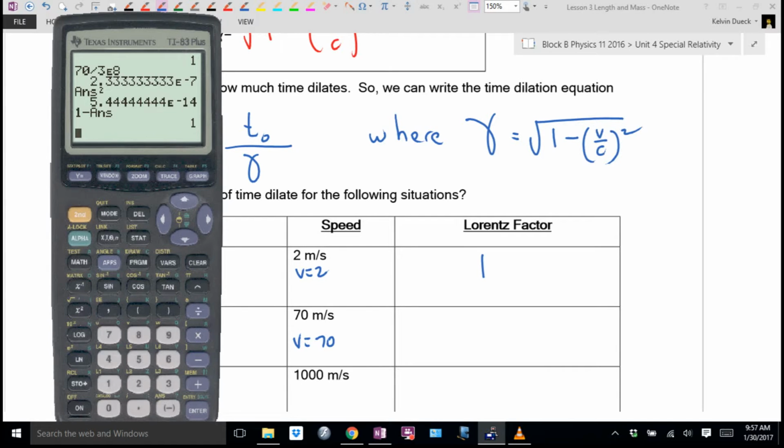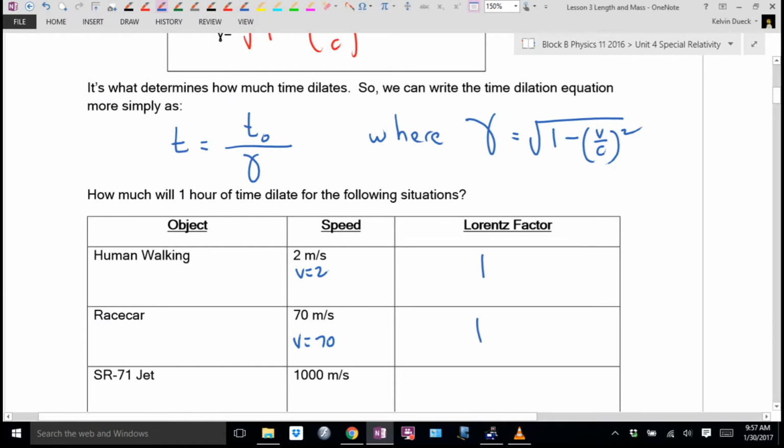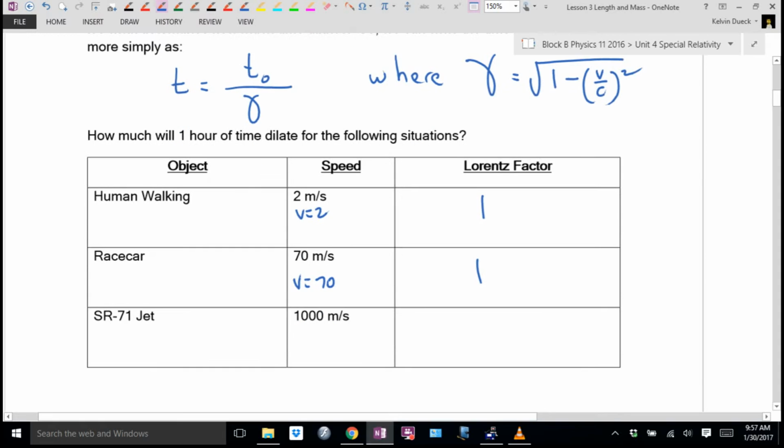Even in a race car, the time dilation is so small my calculator can't track it. For all intents and purposes, the Lorentz factor, the time dilation factor, is 1 to 1. People going in a race car don't age noticeably slower than people in the grandstands. You don't notice it. Okay, let's kick it up a notch.